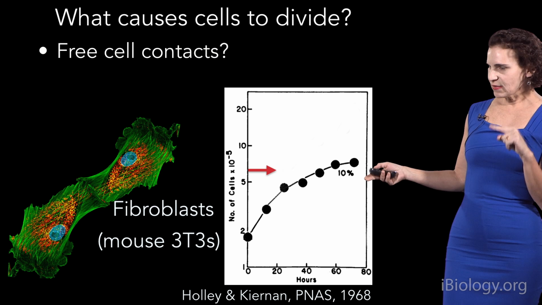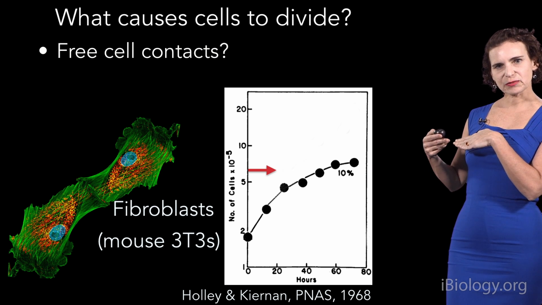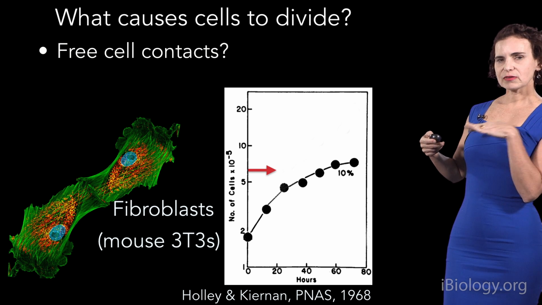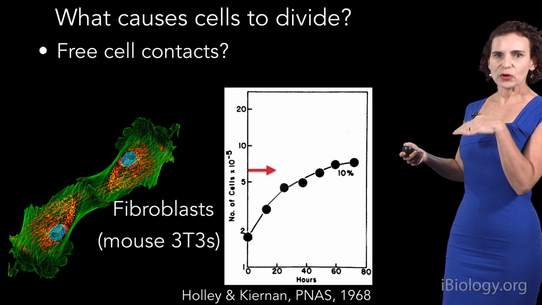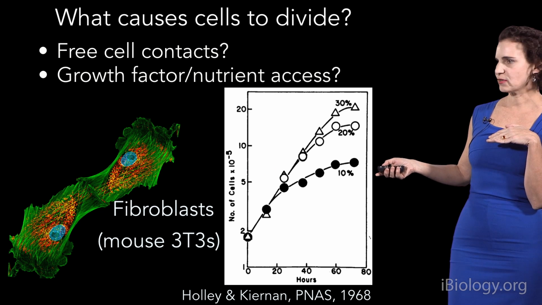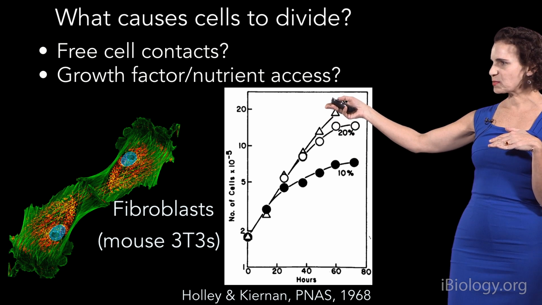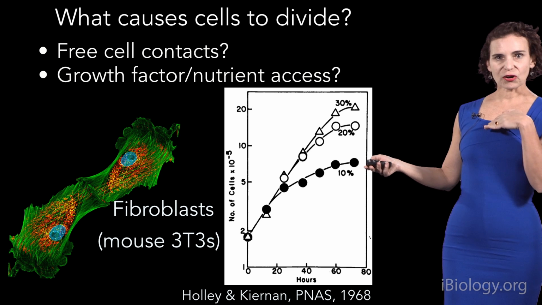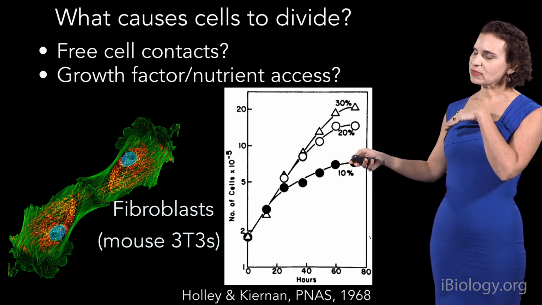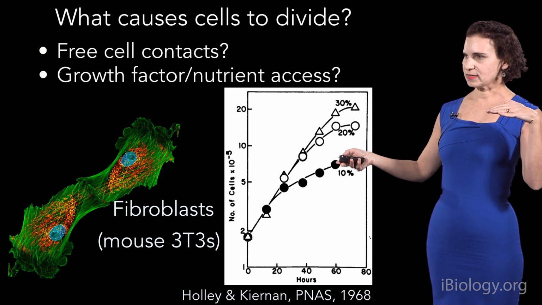However, in this paper, Holly and Kiernan also wondered, well, maybe when they reached contact with each other, they had less access to growth factors. To examine that, they added more growth factors, by adding very high levels of serum to these cultures. When they did so, at 20% and 30% serum, they found that they could actually overgrow and grow beyond contact inhibition. So if they added more and more growth factors, they could bypass this.